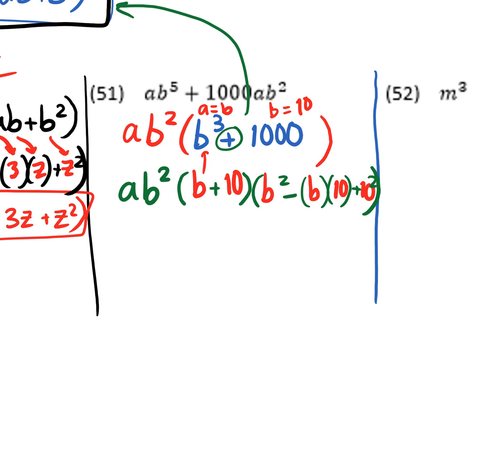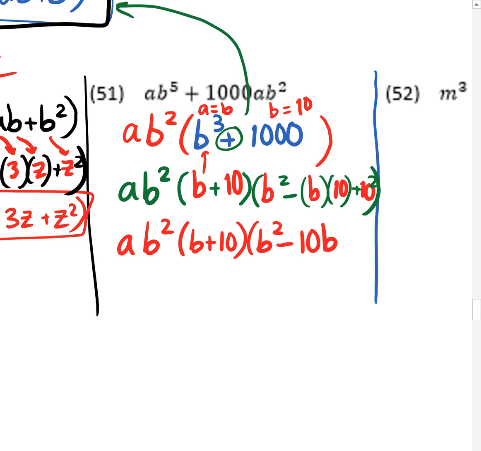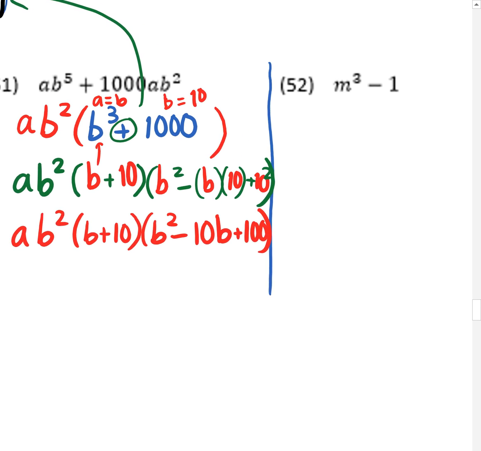Okay, so if we simplify that, what do we have? ab squared in the front. B plus 10 can't really be simplified. B squared can't either. But minus b times 10 is 10b. 10 squared is 100. Alright, that looks good. Perfect.